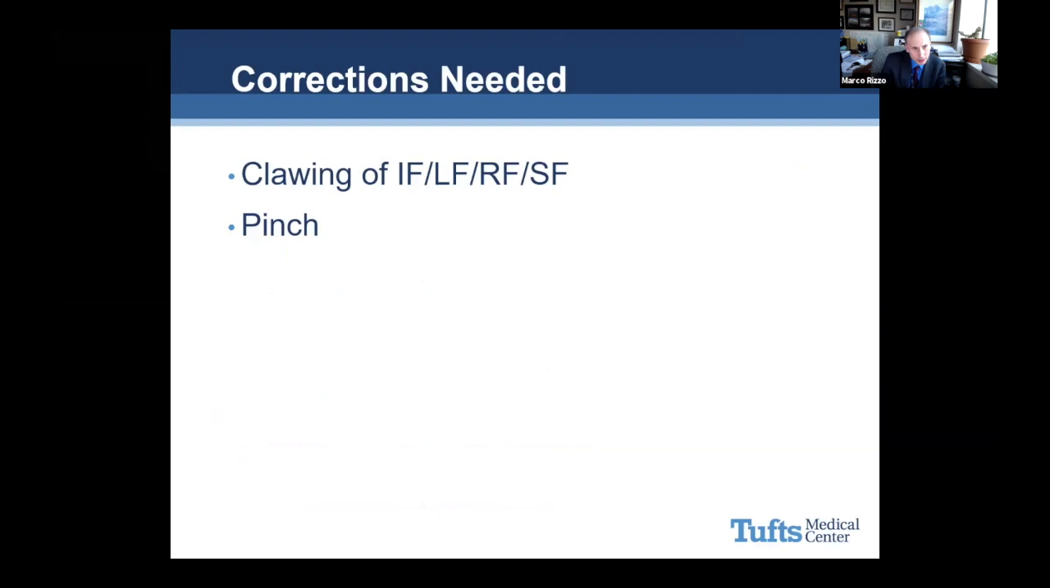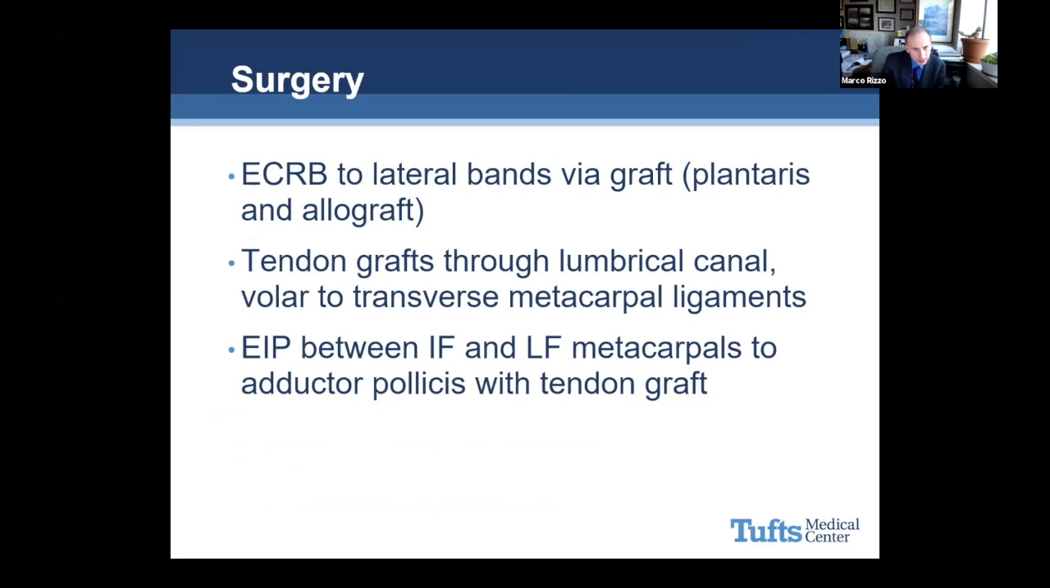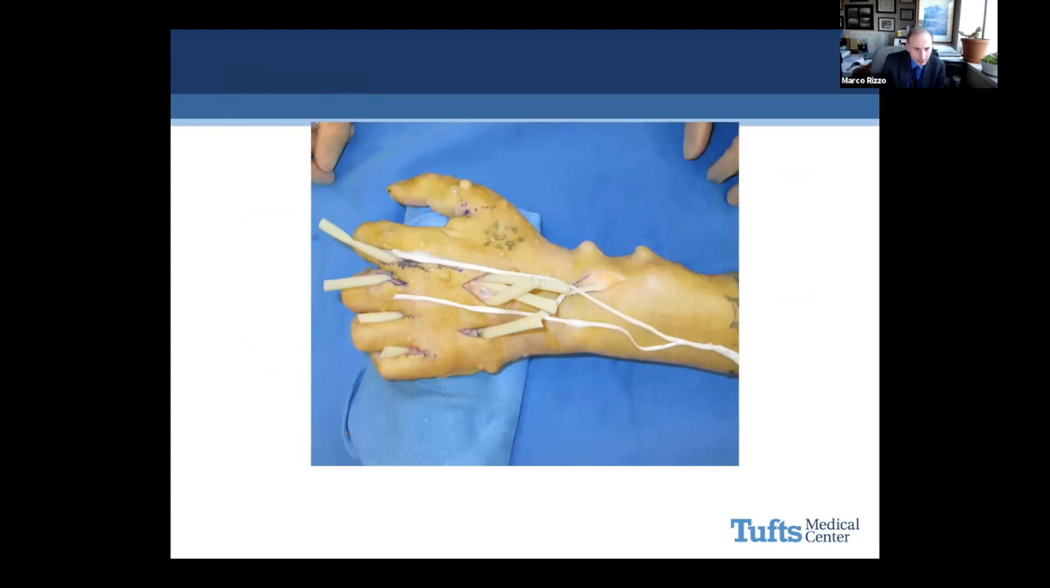So in this case, we wanted to address the clawing, and we also wanted to help with the pinch. Here we used ECRB to the lateral bands, and via graft, plantaris and allograft were utilized in this case. Tendon grafts were passed through the lumbrical canal, through volar transverse, again passing volar to the intermetacarpal ligaments. And the EIP was passed between the index and middle finger metacarpals to get a good pulley, and across to the adductor pollicis with the tendon graft that was used to augment it. And you can see the schematic here, very similar to the last case example.